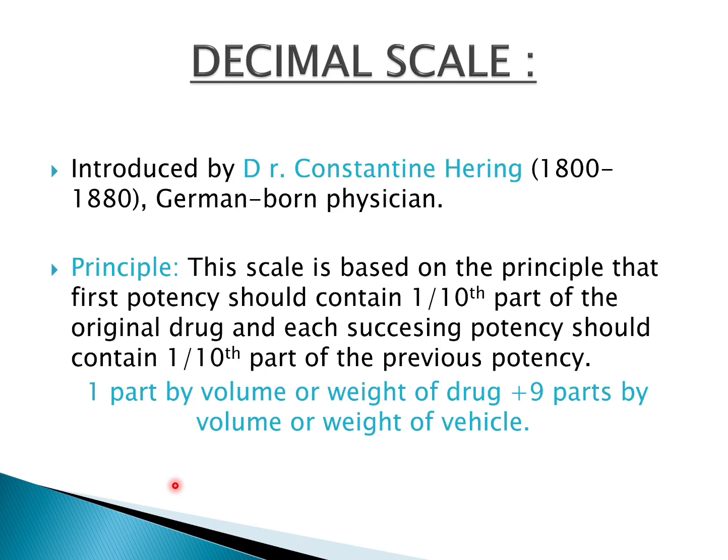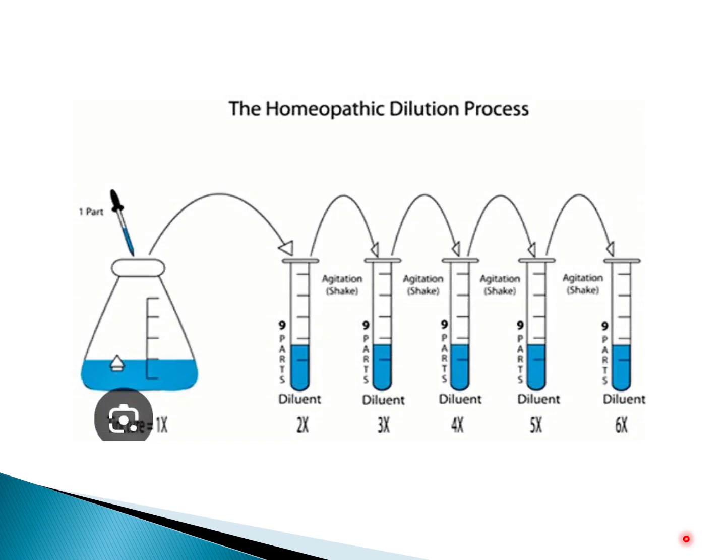This scale is based on the principle that the first potency should contain 1/10th part of the original drug, and each succeeding potency should contain 1/10th part of the previous potency. That is, 1 part by volume or weight of the drug and 9 parts by volume or weight of the vehicle gives the first potency. For succeeding potencies, we use 1 part from the previous potency and 9 parts of the vehicle. This picture shows the first potency and succeeding potencies.